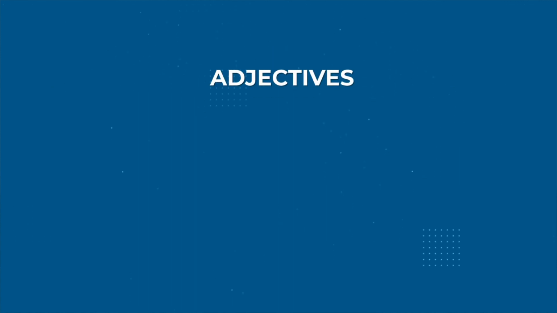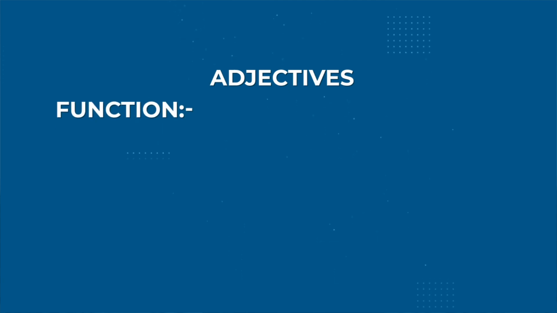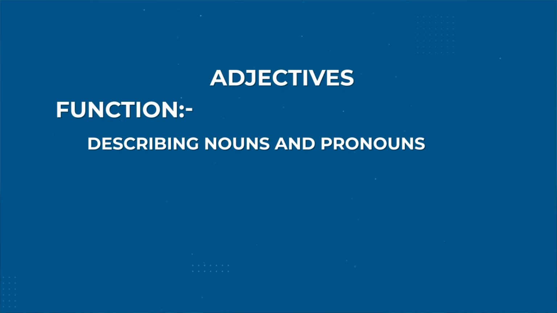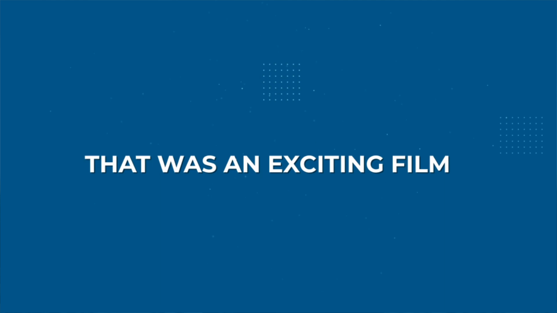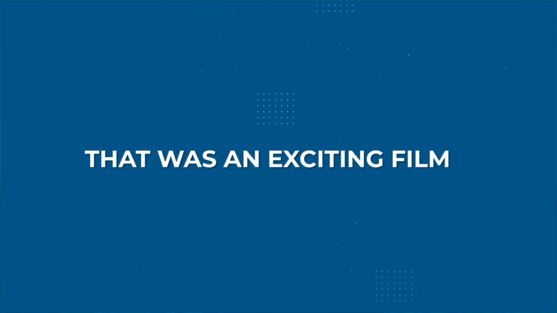To come to the second part of speech, that is adjectives. What are they? Adjectives can be defined as describing nouns and sometimes pronouns. For example, that was an exciting film. Now, here we are describing a film and the word which describes the film is exciting.